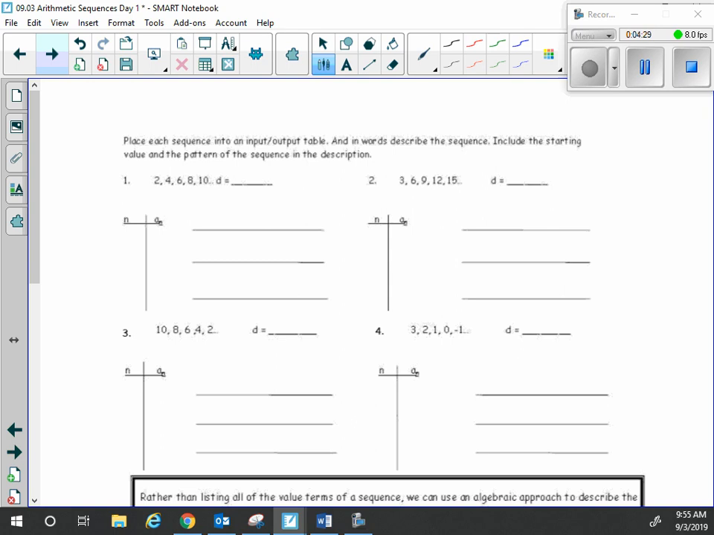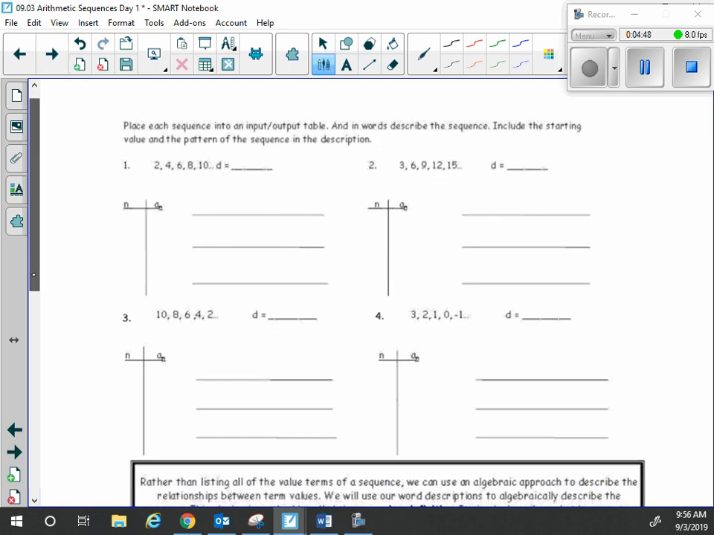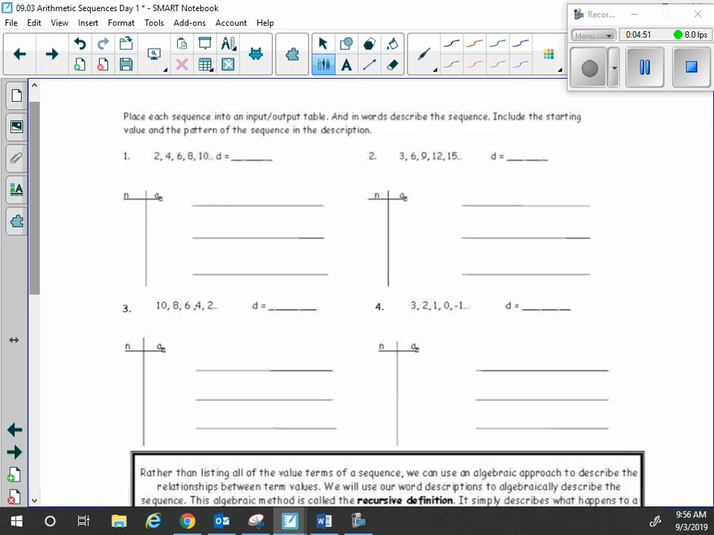Flip the page. We're getting into what we call the recursive rule, and we're going to just basically describe what's happening as we go, because that's what the recursive rule is doing. It's describing what's happening in the sequence. So if I look at, let's do 2 and 4 together. 3, 6, 9, 12, 15. My common difference would become what? 3. So my common difference is 3.